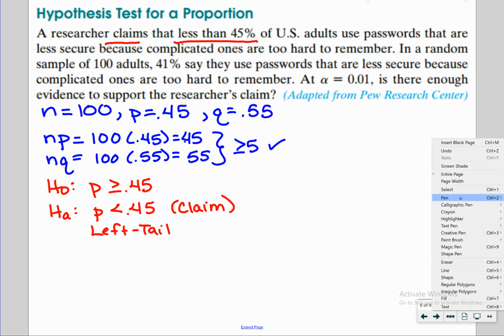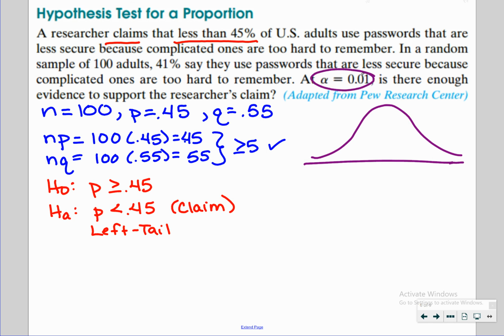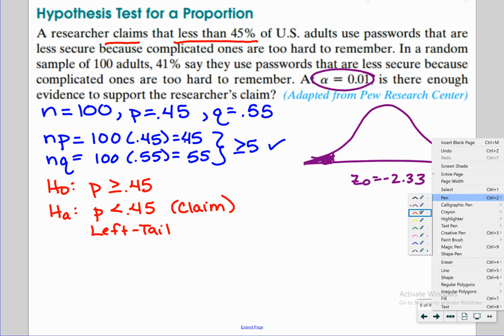Okay, let's see. Next, let's go ahead and get our rejection regions. We have a level of significance of 0.01, and we have a left tail test. So 0.01 left tail, my critical value of Z is negative 2.33. Always Z charts for these. That's going to be down there somewhere. Okay. Then we need to calculate our Z value.